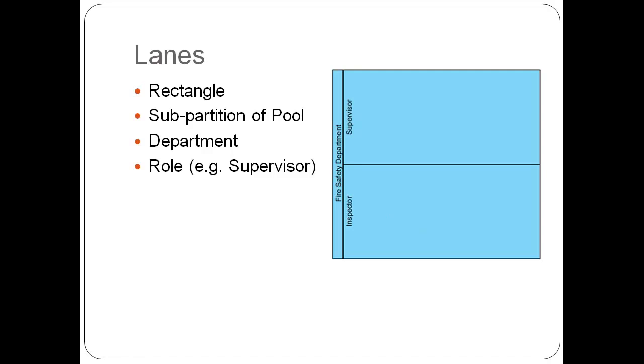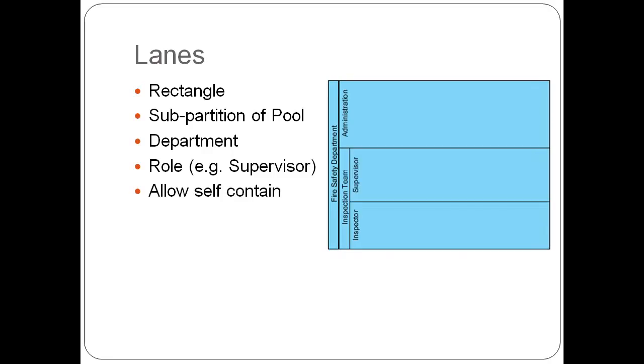If you want to model more high-level interactions, then we put departments. But if you're modeling how different persons, not exactly the persons but the roles of the persons, collaborate to complete the work, then we will model in roles. And the lane is allowed to be self-contained. That means, for example, we have the fire safety department here, and then we have the inspection team, and under the inspection team we have the inspector and also the supervisor, and this represents that the fire safety department has this structure.